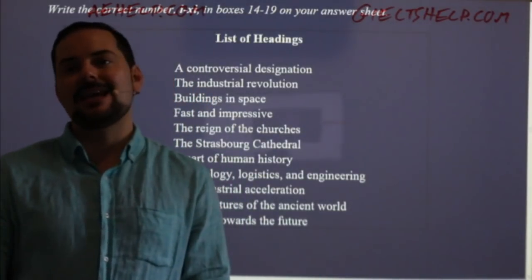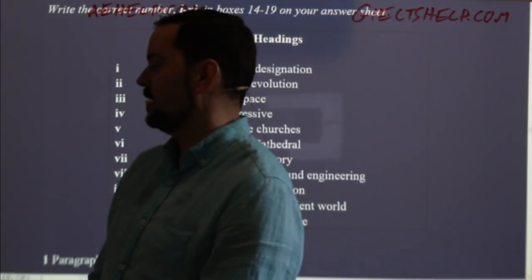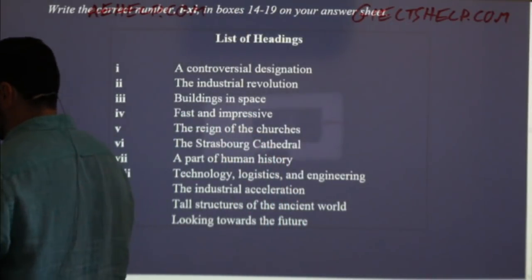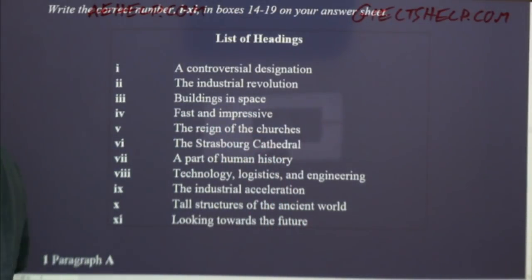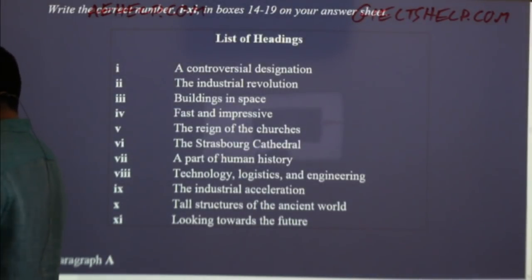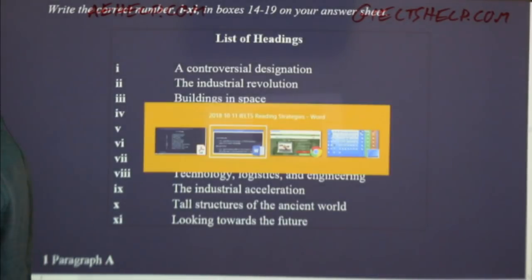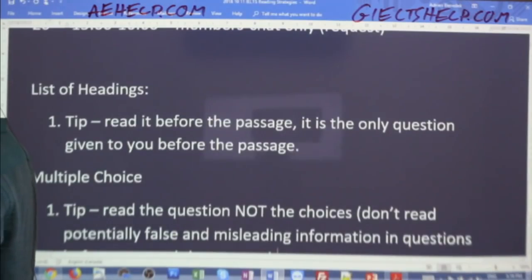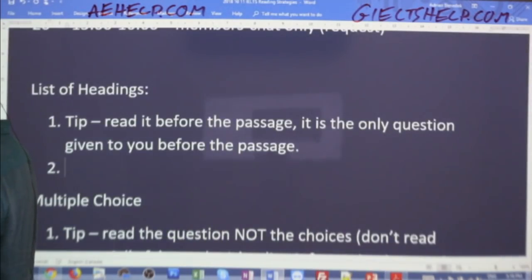Rishi, skimming and scanning is a horrible idea, especially if you're going for high band scores. It doesn't work. Way too much paraphrasing in IELTS for that. And you can get a lot of wrong answers. List of headings will be a good example of why. Okay, so again, let's go back here, and here's our tip number 2 for a list of headings.